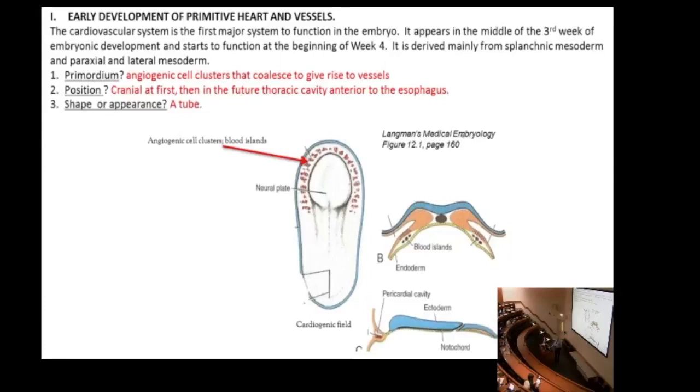What does it look like? It's a tube once it coalesces, okay?